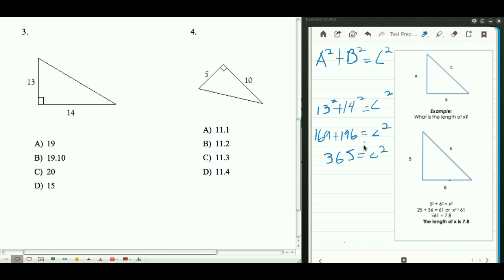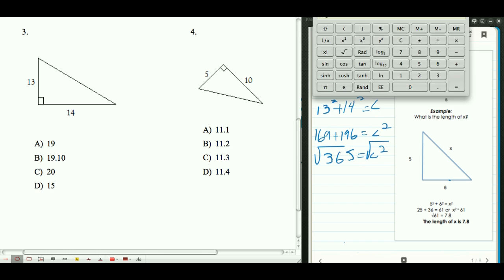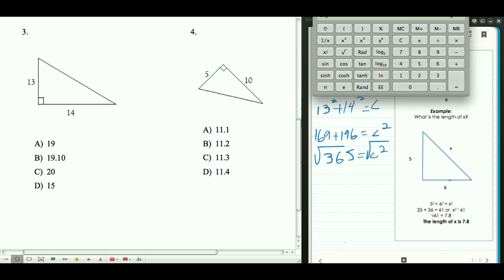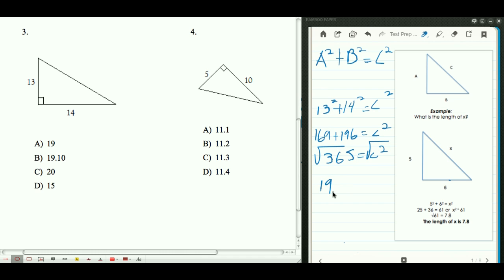From there, we're going to take the square root of each side, the left and the right side. So if you just have the number pulled up on there, all you have to do is push that square root button, and then it gives us our answer there. So that's going to give us 19.10, and then it kind of trails off, is equal to C. Okay, so looking between our answers, we have 19, 19.10, 20, or 15. Well, the closest answer to the one we got is B, 19.1.